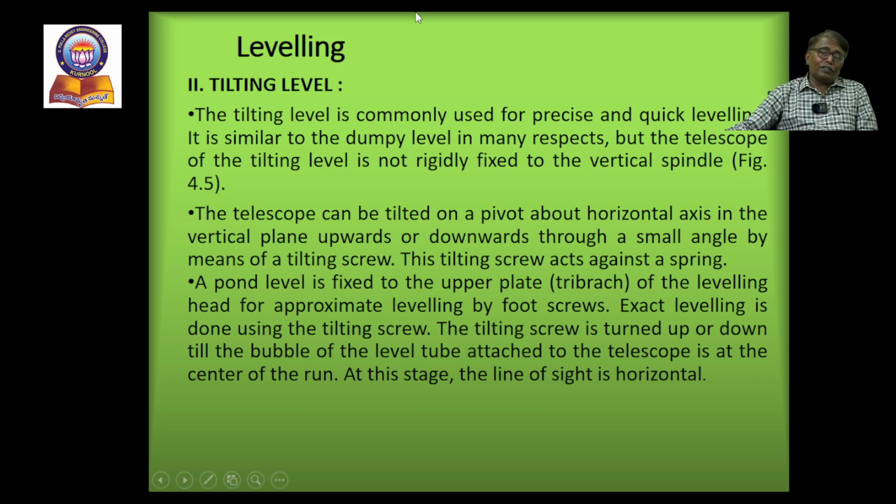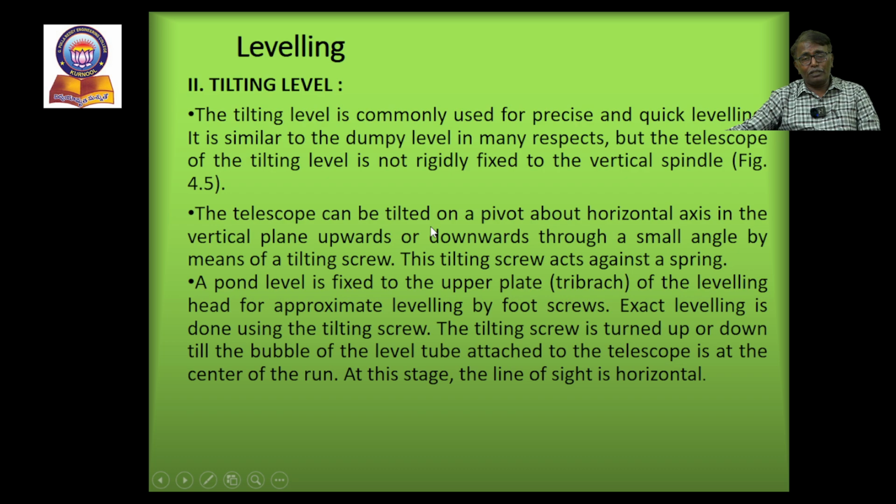Next type of leveling instrument is called the tilting level. The tilting level is commonly used for precise and quick leveling. It is similar to the dumpy level in many respects, but the telescope on the tilting level is not rigidly fixed to the vertical spindle. So in the earlier case, the dumpy level, it is rigidly fixed to the bottom spindle, but here it is flexible, not rigidly fixed to the vertical spindle.